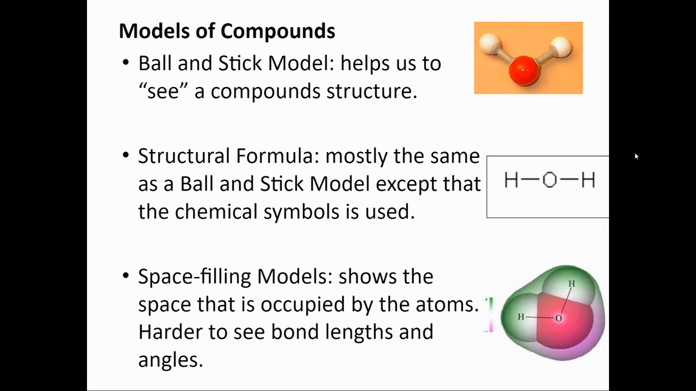Then you have a structural formula. This is mostly the same as a ball and stick model, except that the chemical symbols are used. Typically, this is what's handwritten, okay? Even when we write structural formulas, we can still write them in a way that the bond angle is shown.